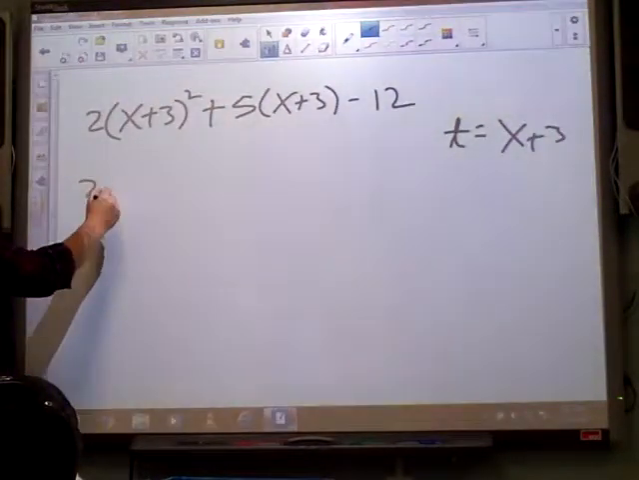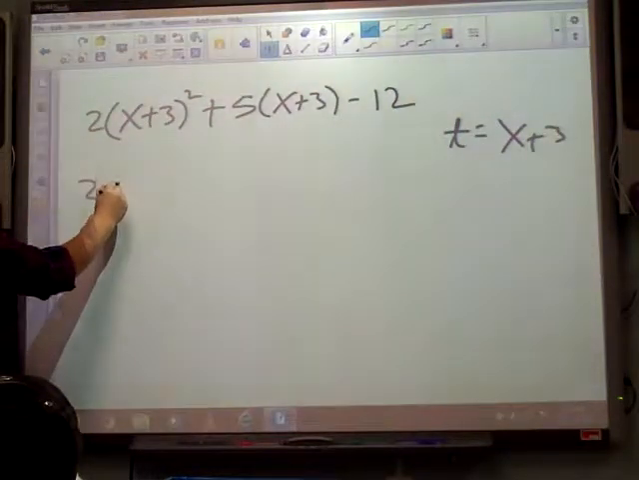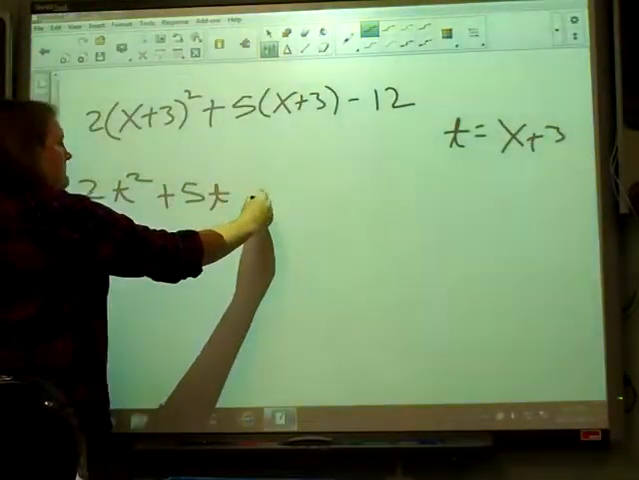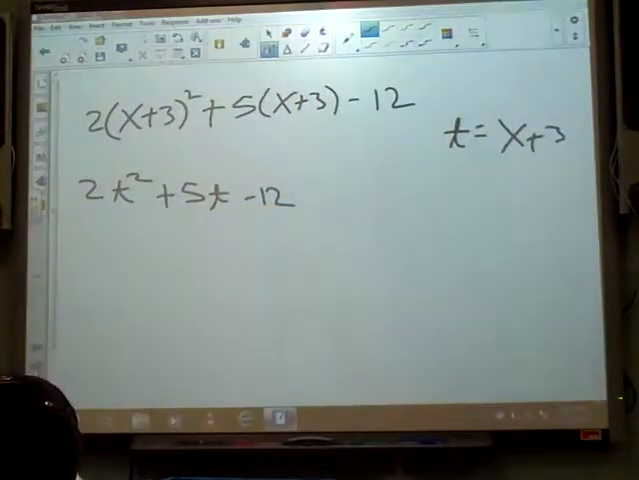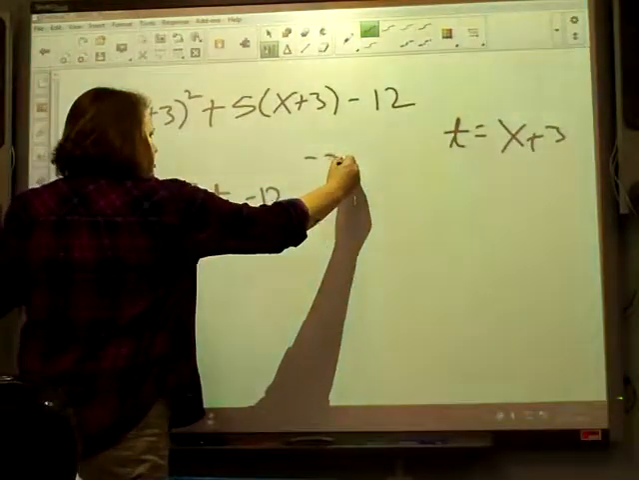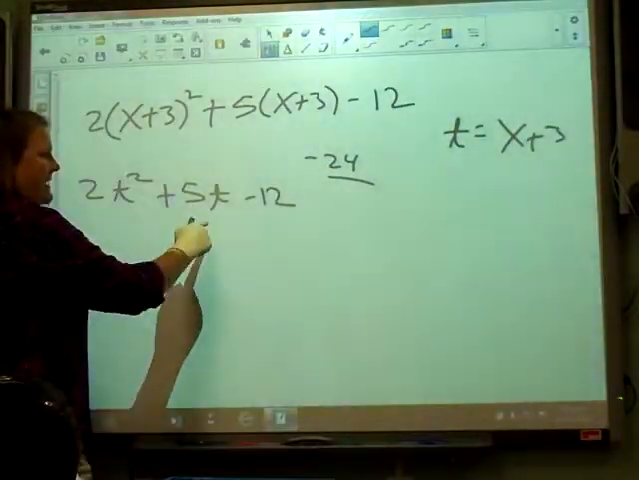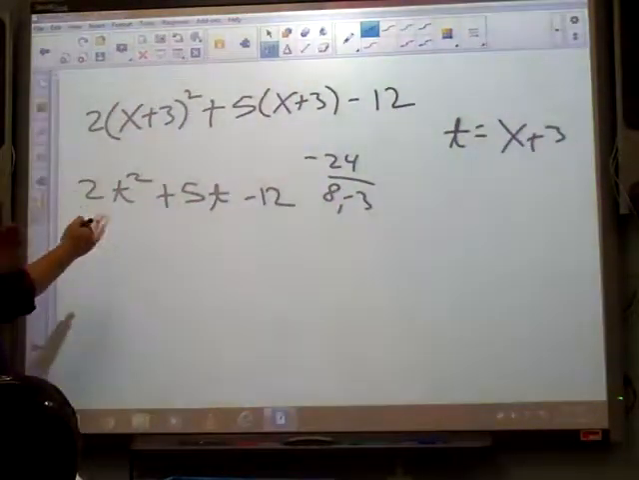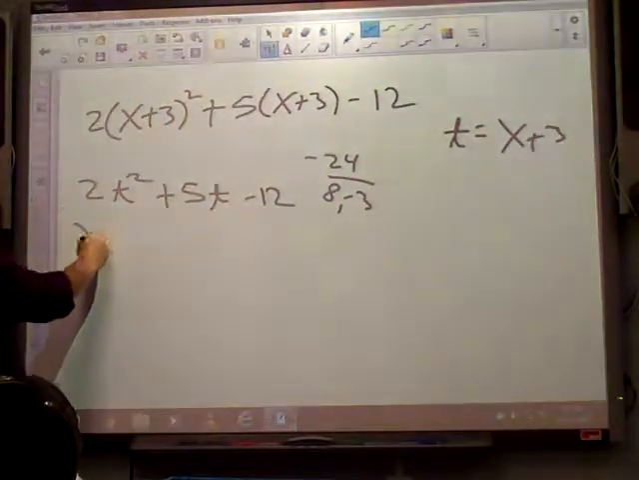So I'm going to have 2 instead of x plus 3, I'm using t: 2t squared plus 5t minus 12. Now we know how to do this, right? A times c, 2 times negative 12, is negative 24. I think we just had these factors, didn't we? Ones that add to 5 are 8 and negative 3. So let's see, they're matched up good like that. Same stuff we just did.